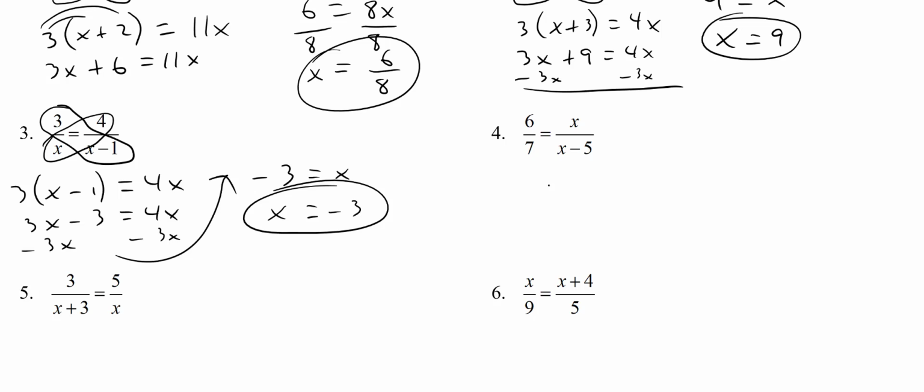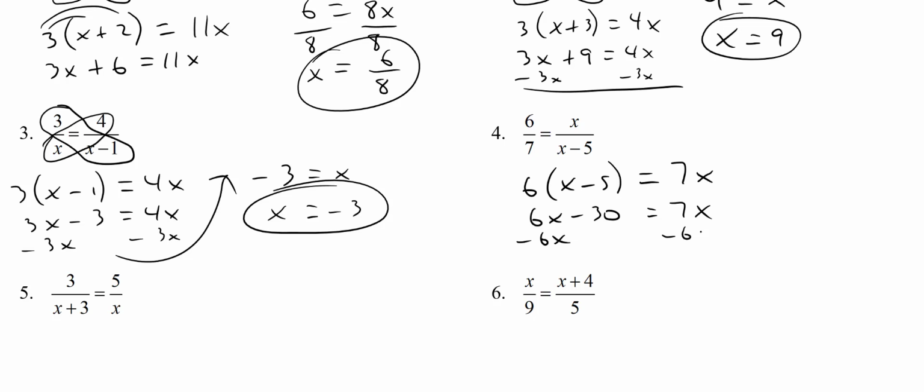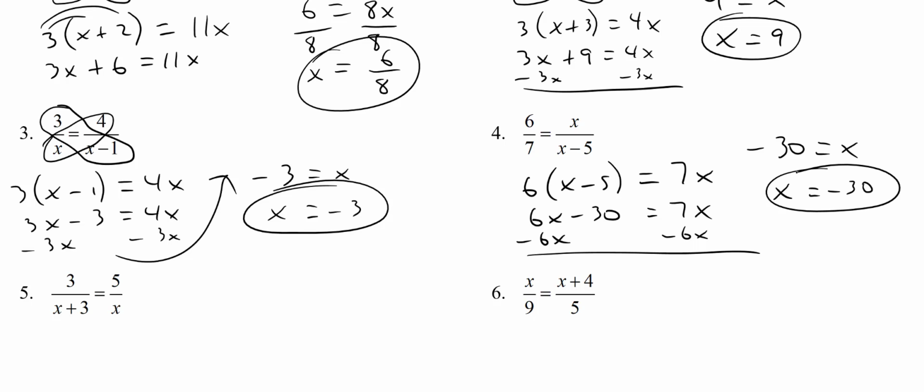Same thing. 6 times x minus 5 equals 7x. And then distribute. So 6x minus 30 is equal to 7x. I'm going to subtract 6x from both sides. So I get negative 30 equals x. That's another good one. I'm giving you a lot of nice ones here. So x equals negative 30.